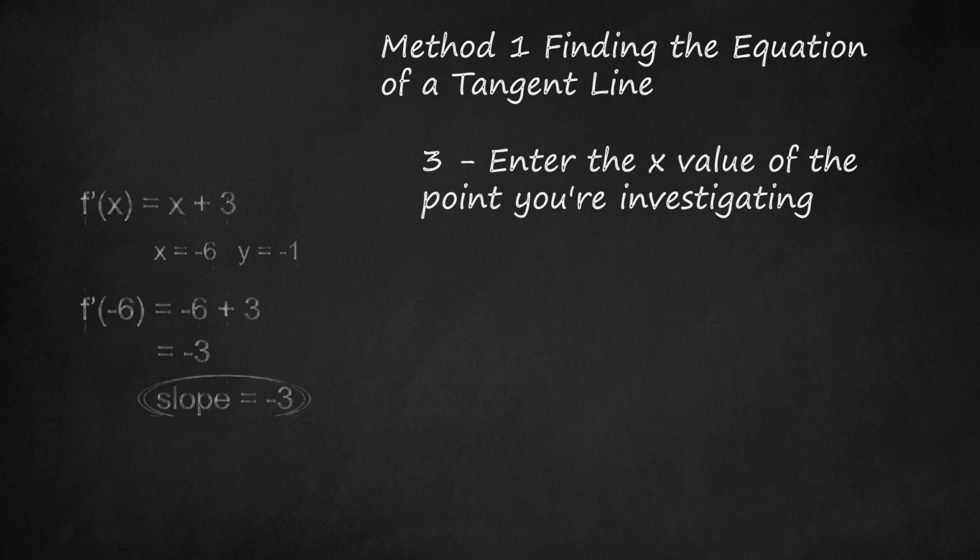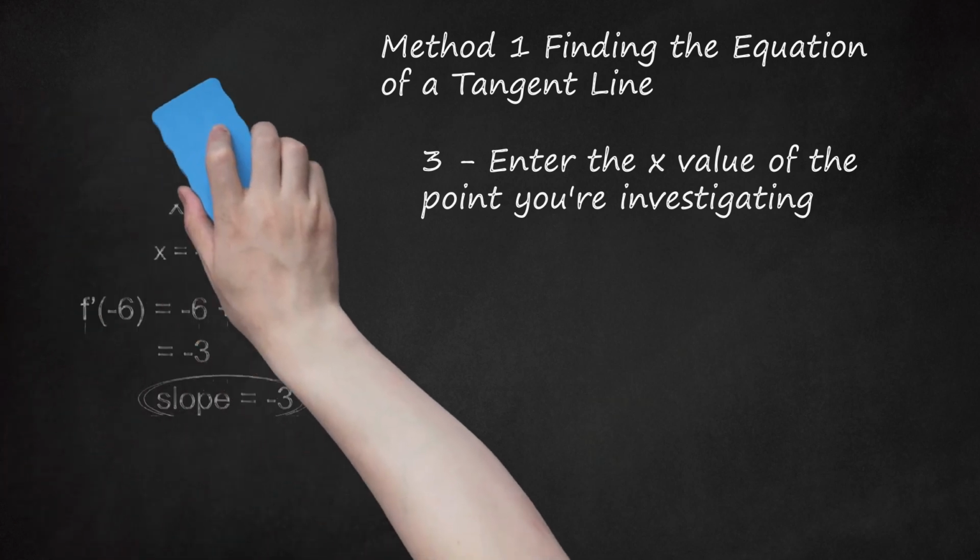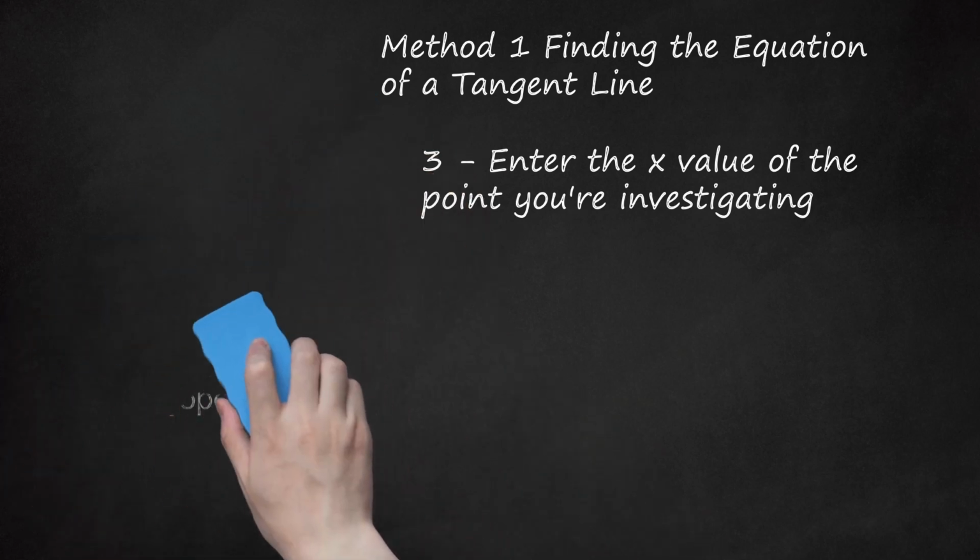Example 1, cont. The point mentioned in the problem is (6, 1). Use the x-coordinate 6 as the input for f'(x). f'(6) = 6 + 3 = 3. The slope of the tangent line is 3.